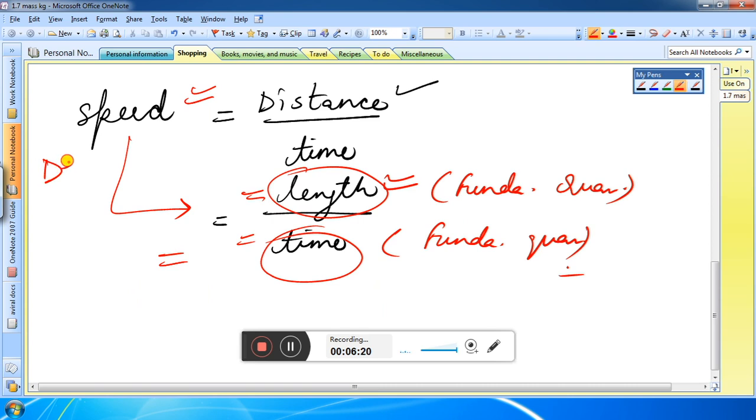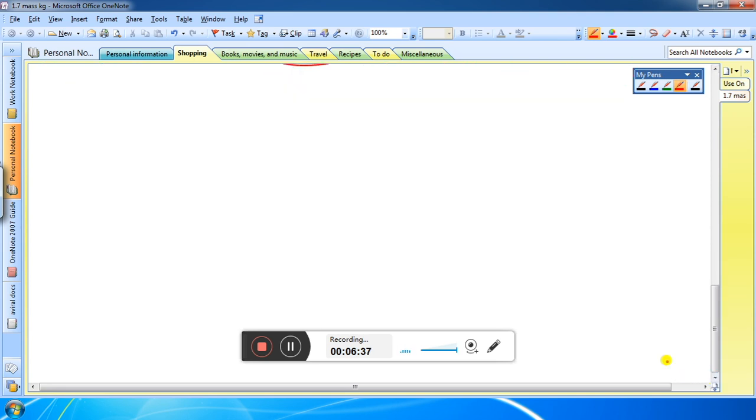Then what can we say? We derived speed with the help of these things, right? That means it will be a derived physical quantity. In this way, speed or acceleration, force, energy, power, all these we can set as examples of derived physical quantities.